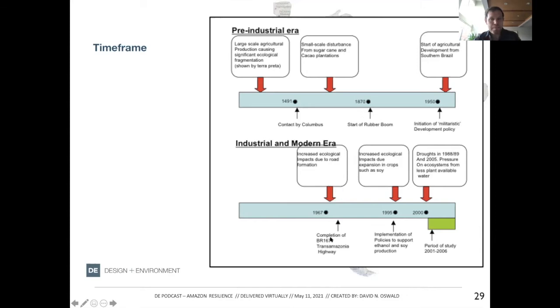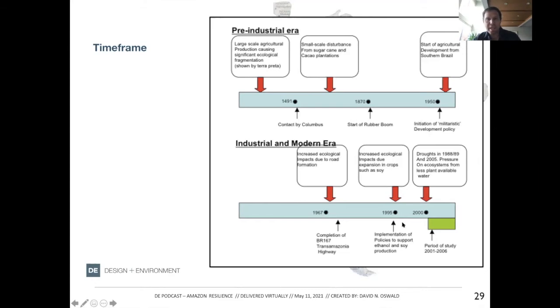the creation of roads. So 1967, we had, I think, I don't know if it was completed, but was started at least, the BR-167 Trans-Amazonia Highway. And whenever you build a road, that just opens things up. Like that just opens access, which of course was going to lead to more impacts. And it has. You can see that in the literature around roads and deforestation.